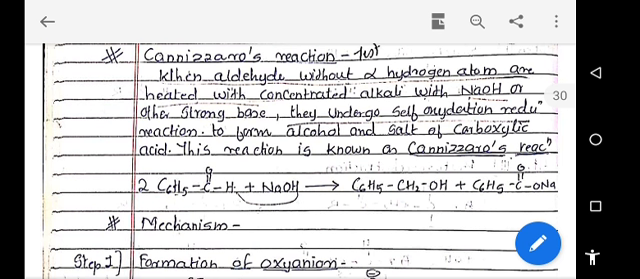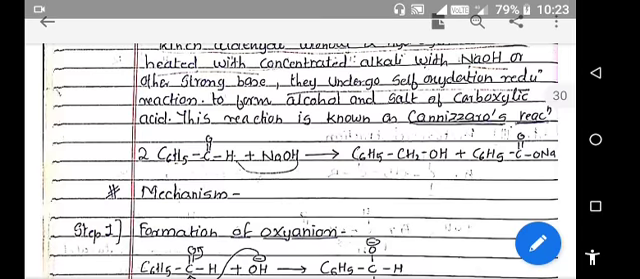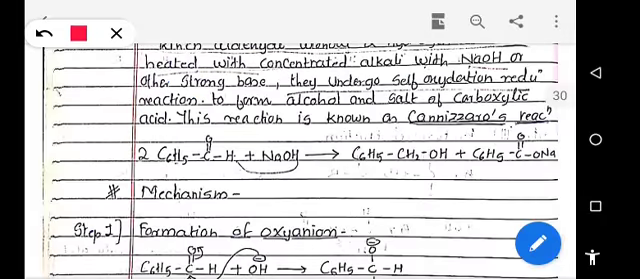So students, when aldehydes without alpha hydrogen atoms are heated with concentrated alkali, NaOH, or a strong base, they undergo self-oxidation reduction to form the alcohol and the salt of the carboxylic acid. Understand this as an oxidation-reduction reaction: one is converted into the alcohol, which is the reduction product.